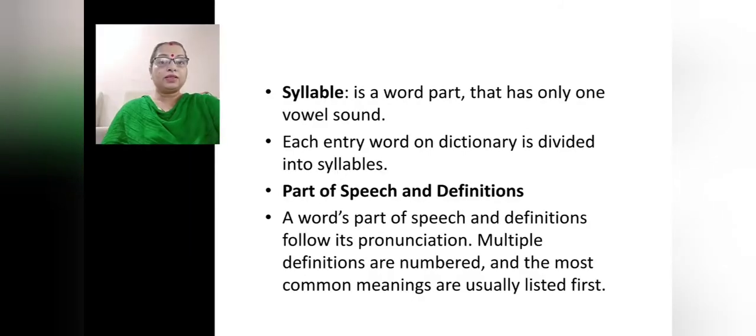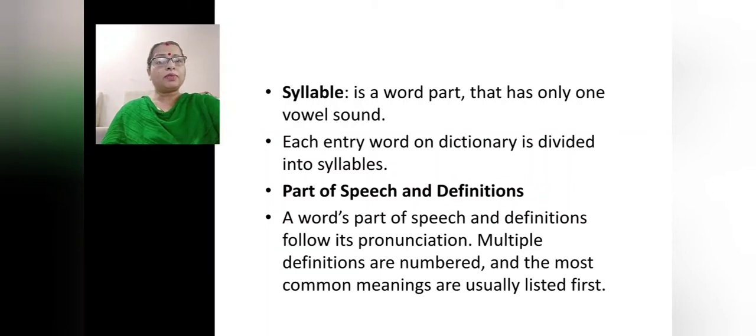So we find that a syllable is a word part that has only one vowel sound. Each entry word in a dictionary is divided into syllables. The next important part we should study in a dictionary is the part of speech and definition. A word's part of speech and definitions follow its pronunciation. After pronunciation, you will find the part of speech of the word given, and then the definitions.